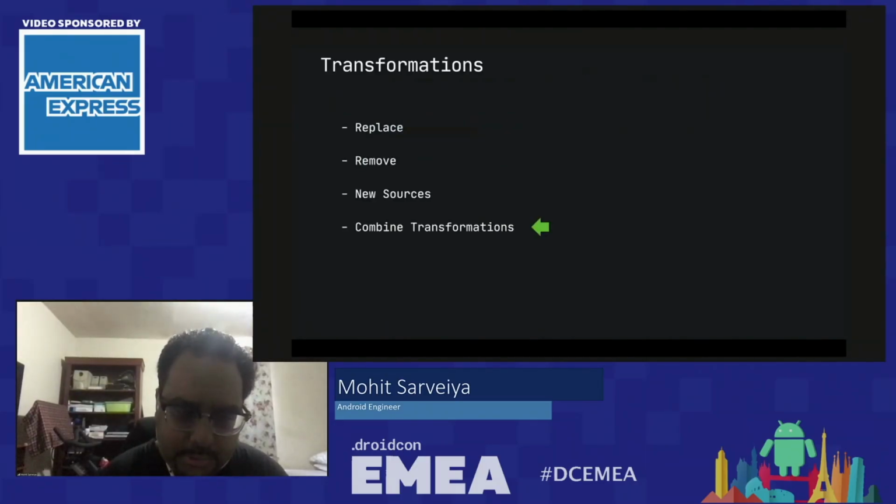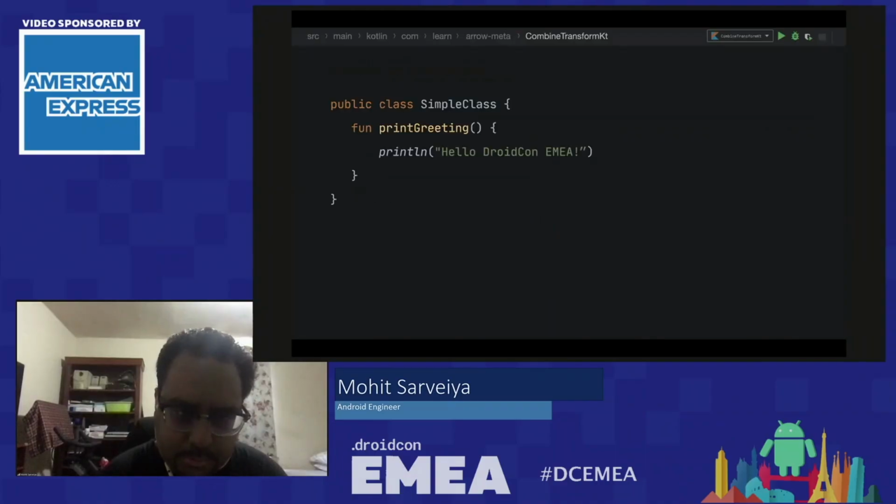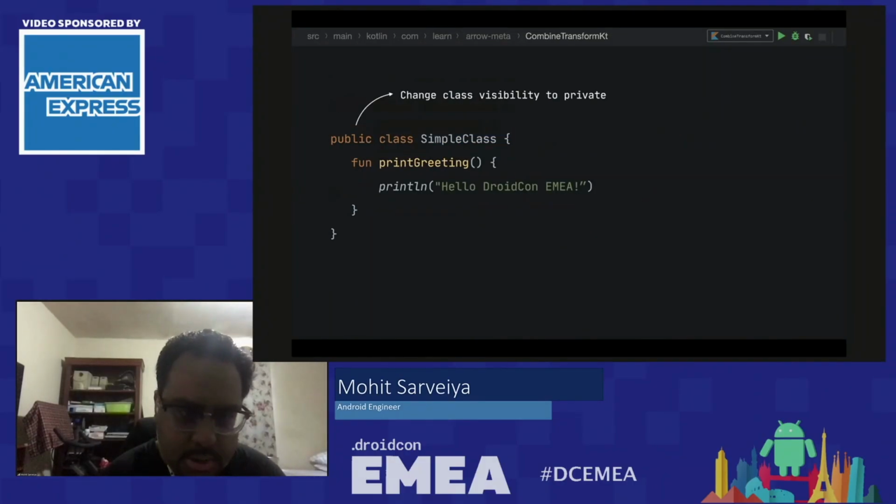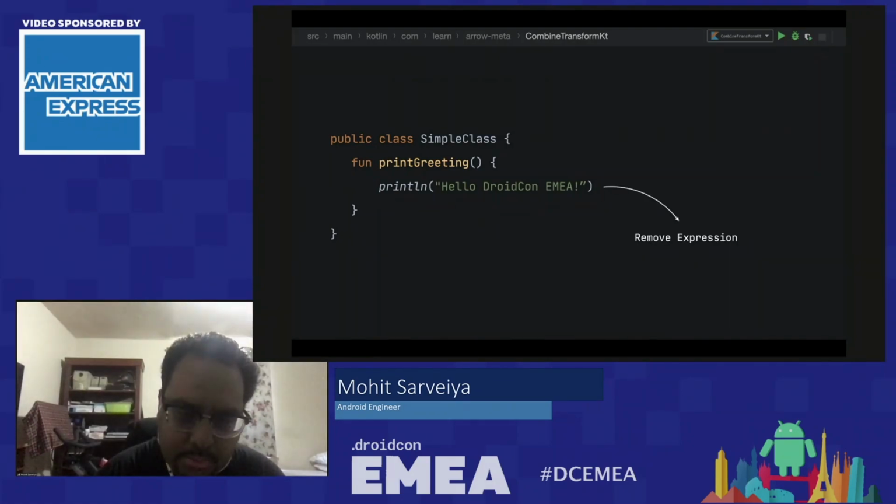So lastly, how do you combine multiple transformations together? Suppose I had a very simple class, which has one method in there. And there are two transformations that I want to do. First one is to change the visibility modifier of this class from public to private. What I also want to do is to be able to remove this method here called printGreeting. So how do I do that?